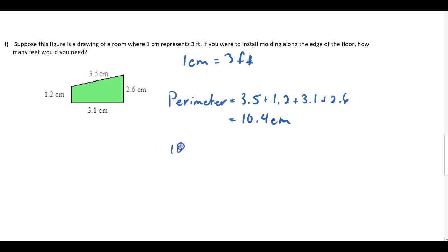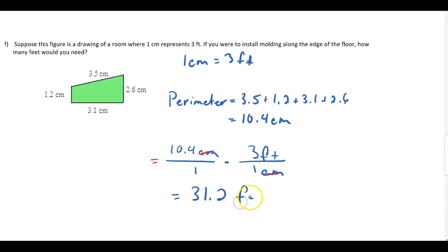Then I can take this 10.4 centimeters over 1 and use this conversion ratio. 1 centimeter is equal to 3 feet. My centimeters cancel out. And so I'm going to multiply that 10.4 times 3, which is going to give me, I need 31.2 feet of the molding. If you had converted each of these first into feet, you would have gotten the exact same thing. So again, application problems, there's usually multiple ways of doing them, okay?